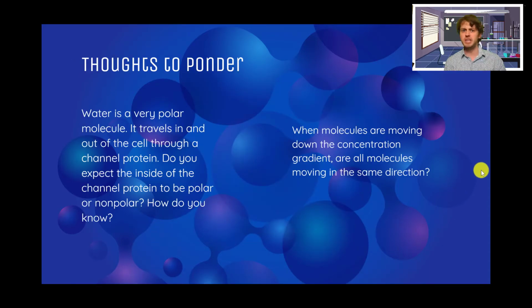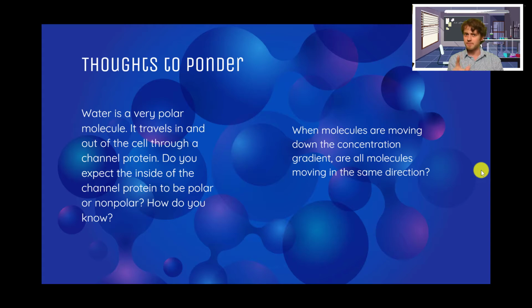Okay, so I just wanted you to have some time to think. Water is a very polar molecule, and it's polar because it has a partially negative side on the oxygen and a partially positive side on the hydrogen side of water. Now, it travels in and out of the cell through a channel protein. We actually just saw that in that short little video. Now, the question is: do you expect the inside of the channel protein to be polar or nonpolar? And then how do you know?